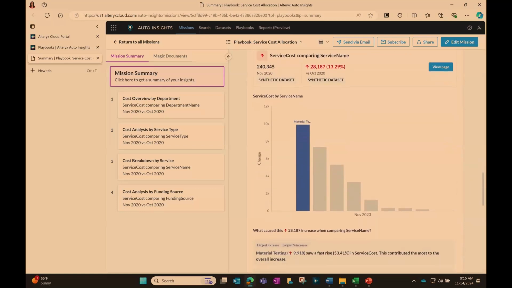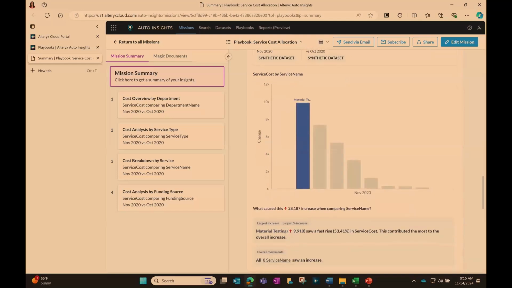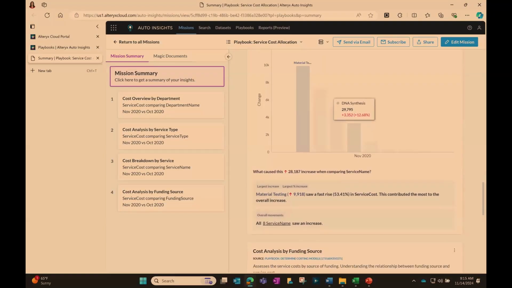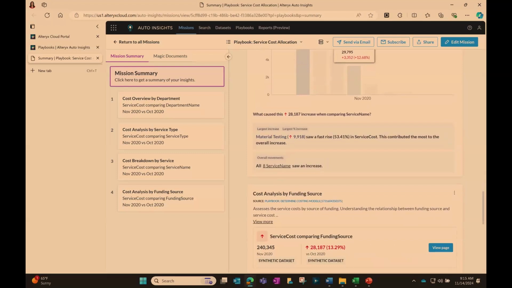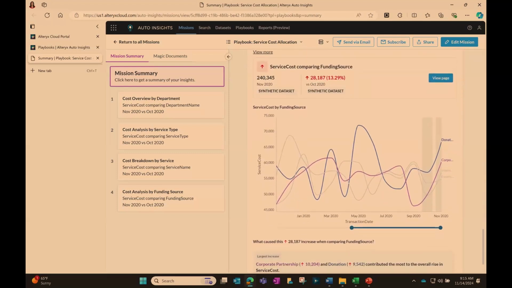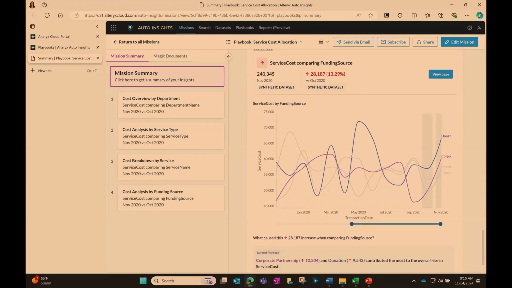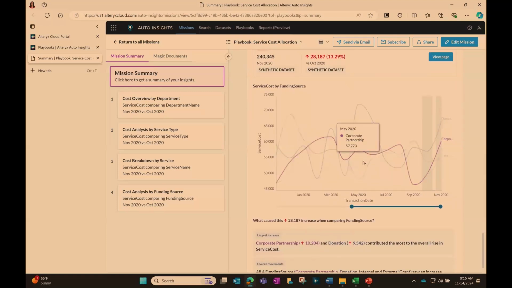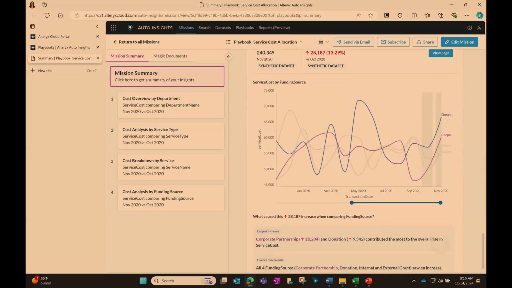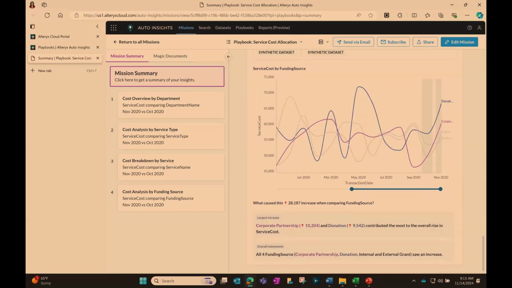So now I can drill down, because usually I'm like, well, what services are they doing? And so it was material testing. So it tells me, and I can even highlight the other ones. There's lab training, DNA sequencing, DNA synthesis. And so it tells me which contributed most to the overall increase. And now it also analyzes my funding sources too. So if I look at now, where am I getting my money from? I've got corporate partnership here, I've got donations, and it tells me where my funding trends are as well.